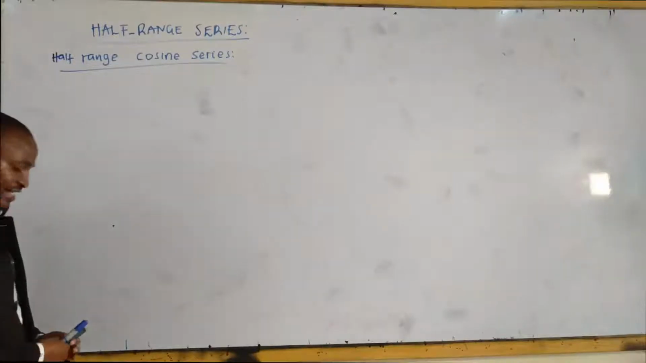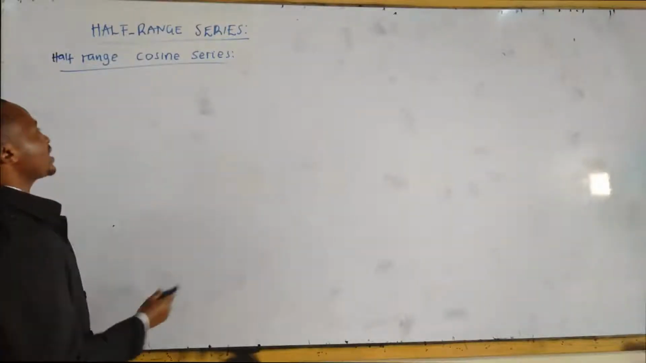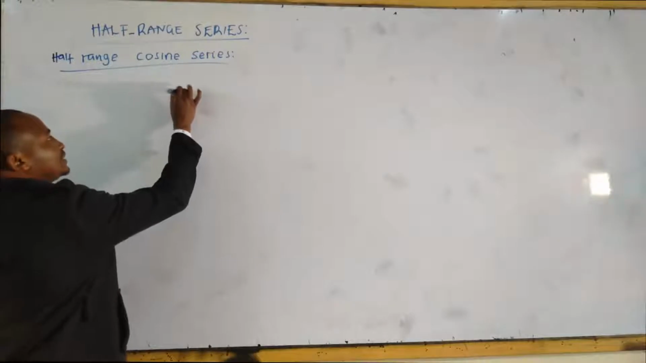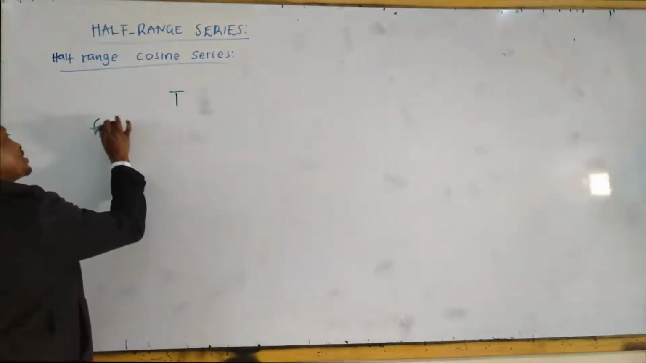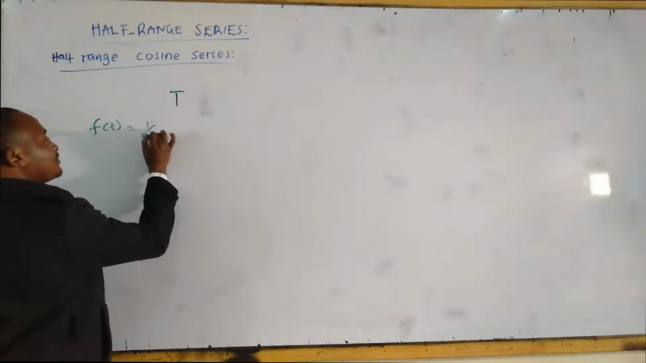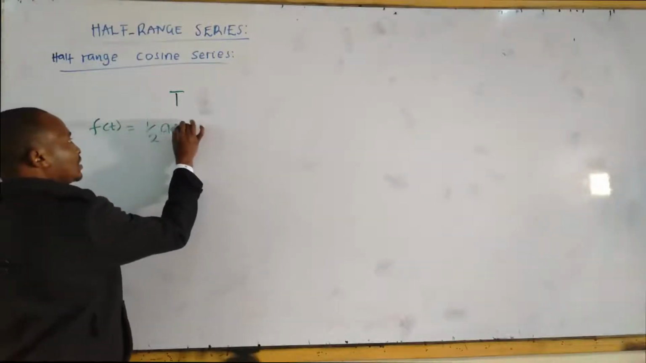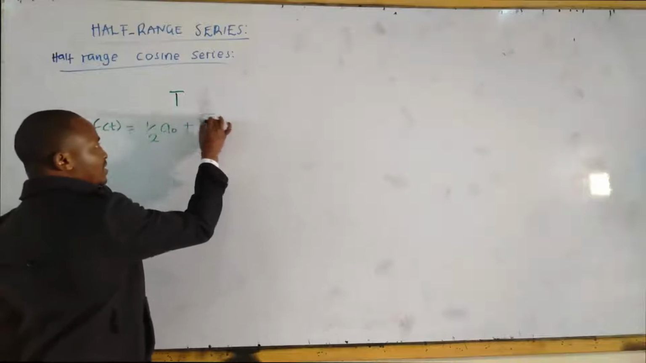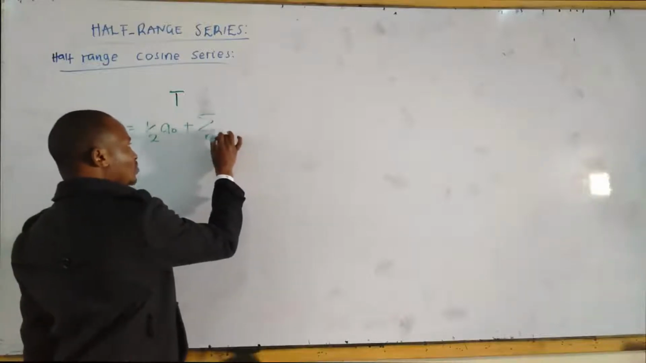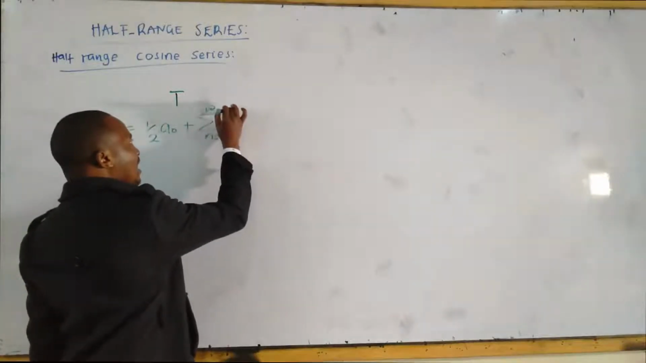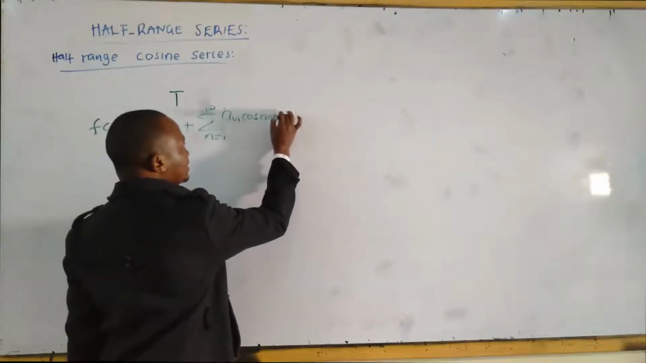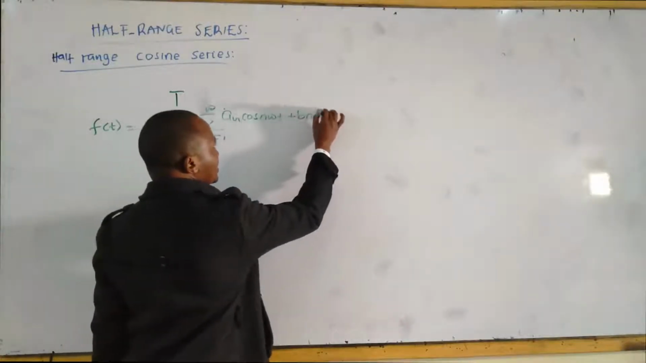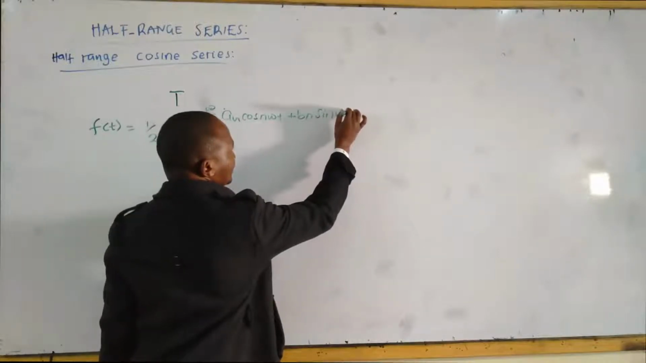We already discussed Fourier series of a function periodic with T, and we said the Fourier series for a function periodic with T is equal to half a naught plus the sum from n equals 1 to infinity of an cos n omega t plus bn sin n omega t.